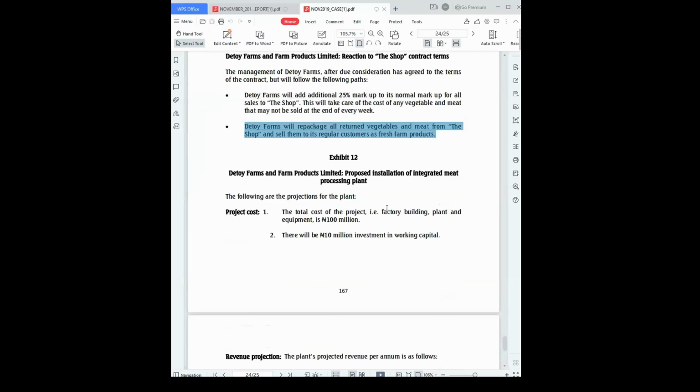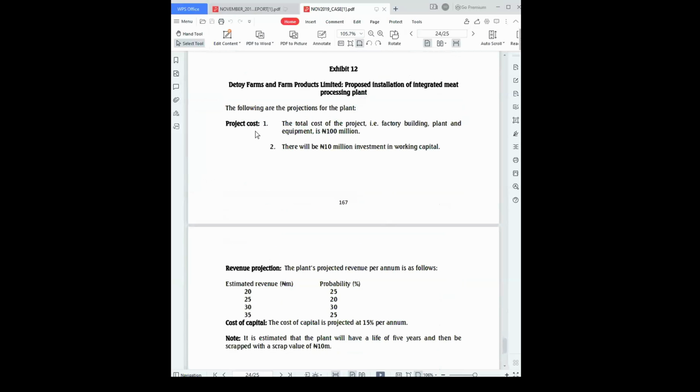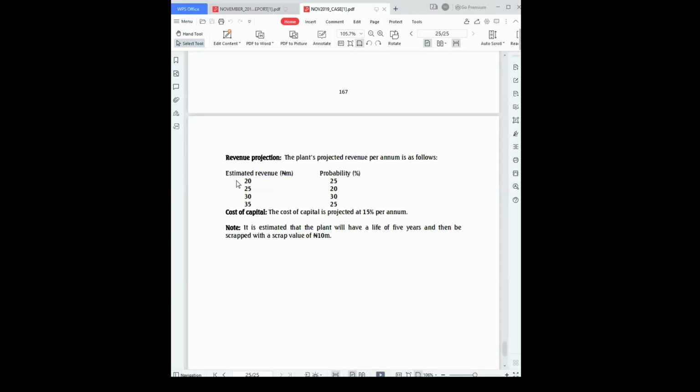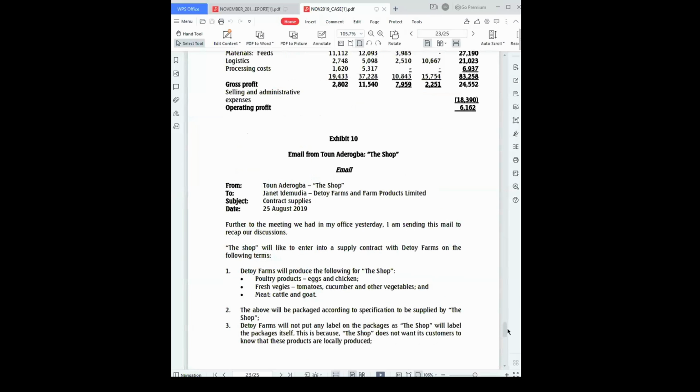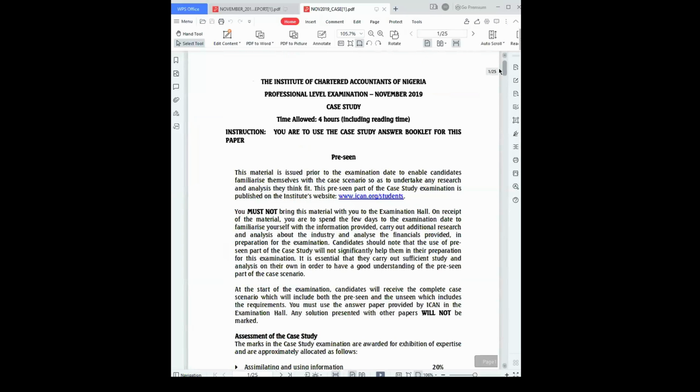Okay, so exhibit 12, here is the last exhibit. It's about the integrated meat processing plant. They gave us the cost, the working capital, the revenue projection, the cost of capital, the years of the project, and the receivable value. Okay, so that is about the case.